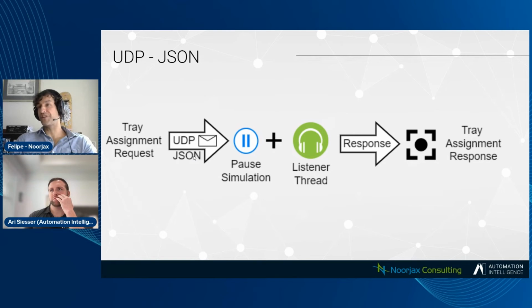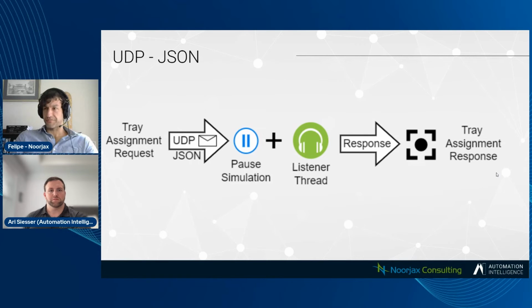Now, the issue with UDP is that even though it's faster than TCP/IP, for example, in terms of communication with the server, it is less reliable. So in this case, you need to pause the simulation and wait, and create a thread in AnyLogic in order to be able to wait for the receiving message, which is not always guaranteed. But if you get it, then you have a tray assignment and you are ready to go.